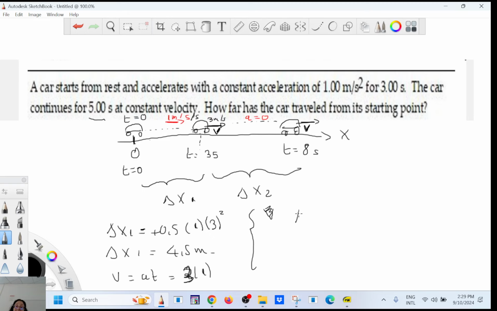So how far are you going to move? 15, very good. So that means 3 meters every second. So after 5 seconds, that's going to be 15 meters. Agree? Okay, so what's going to be the total displacement? 19.1. Very good.